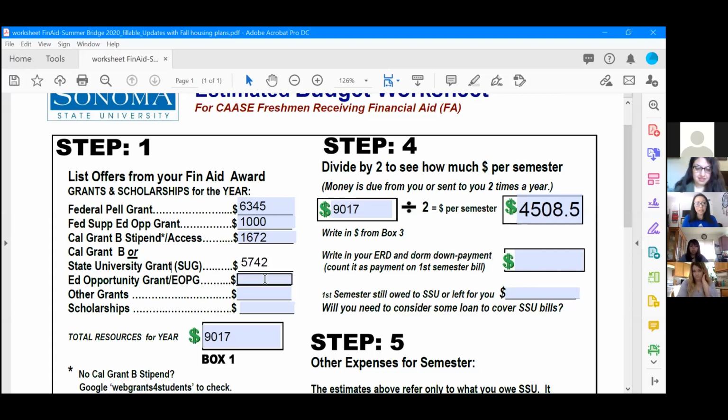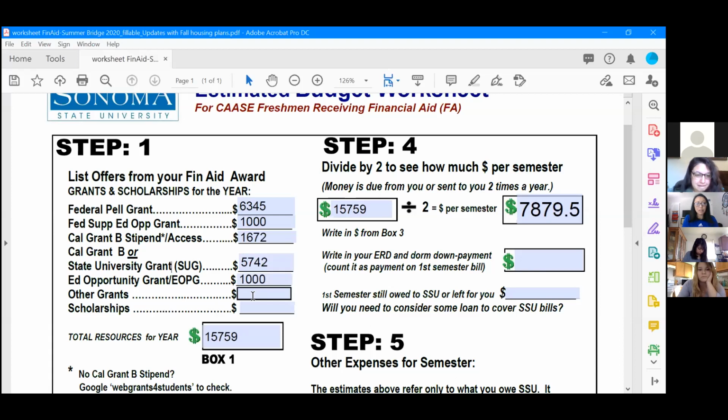5,742, perfect. If you are an EOP student, for first-time first-year students, regardless of filling out a FAFSA or a California DREAM Act application, all of our first-time first-year students receive a $1,000 EOP grant, okay? So does the student have an EOP grant, Erica? Let's see. Yes. Perfect. So go ahead and put in $1,000.